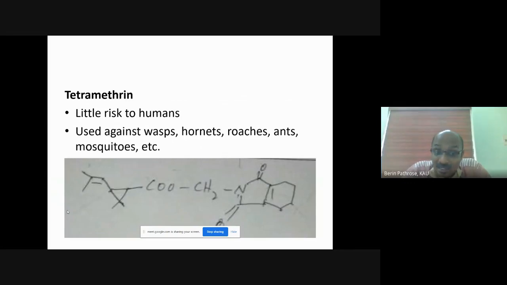Next one is tetramethrin. Tetramethrin, you see the acid part, it is nothing but the chrysanthemic acid, but the alcohol part is completely changed over here. See, this is a phenoxy group, the alcohol part is completely changed. It doesn't have much toxicity to human beings. It is widely used for household pest management against cockroaches, ants, mosquitoes, wasps, etc. So that is tetramethrin. I haven't seen any tetramethrin molecule in the Indian market.